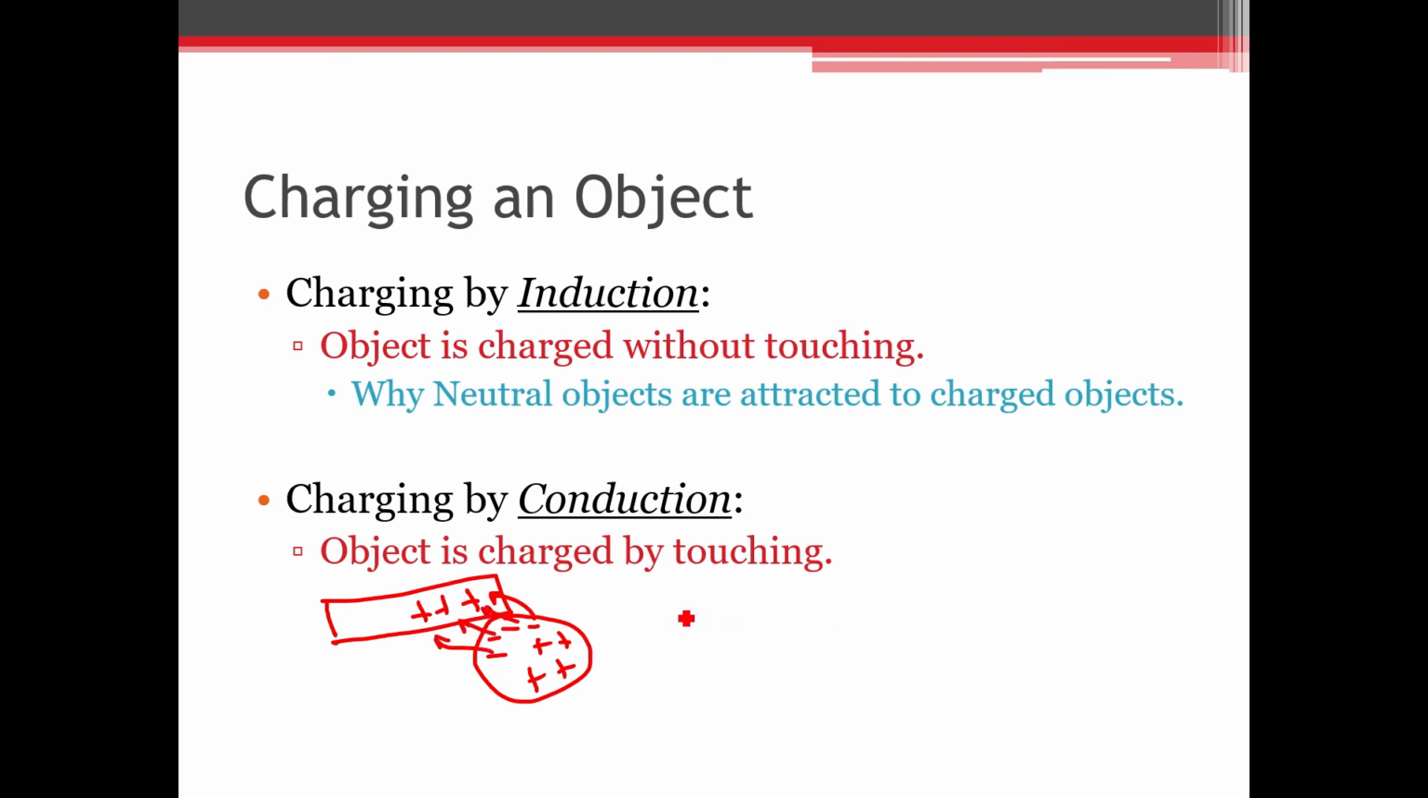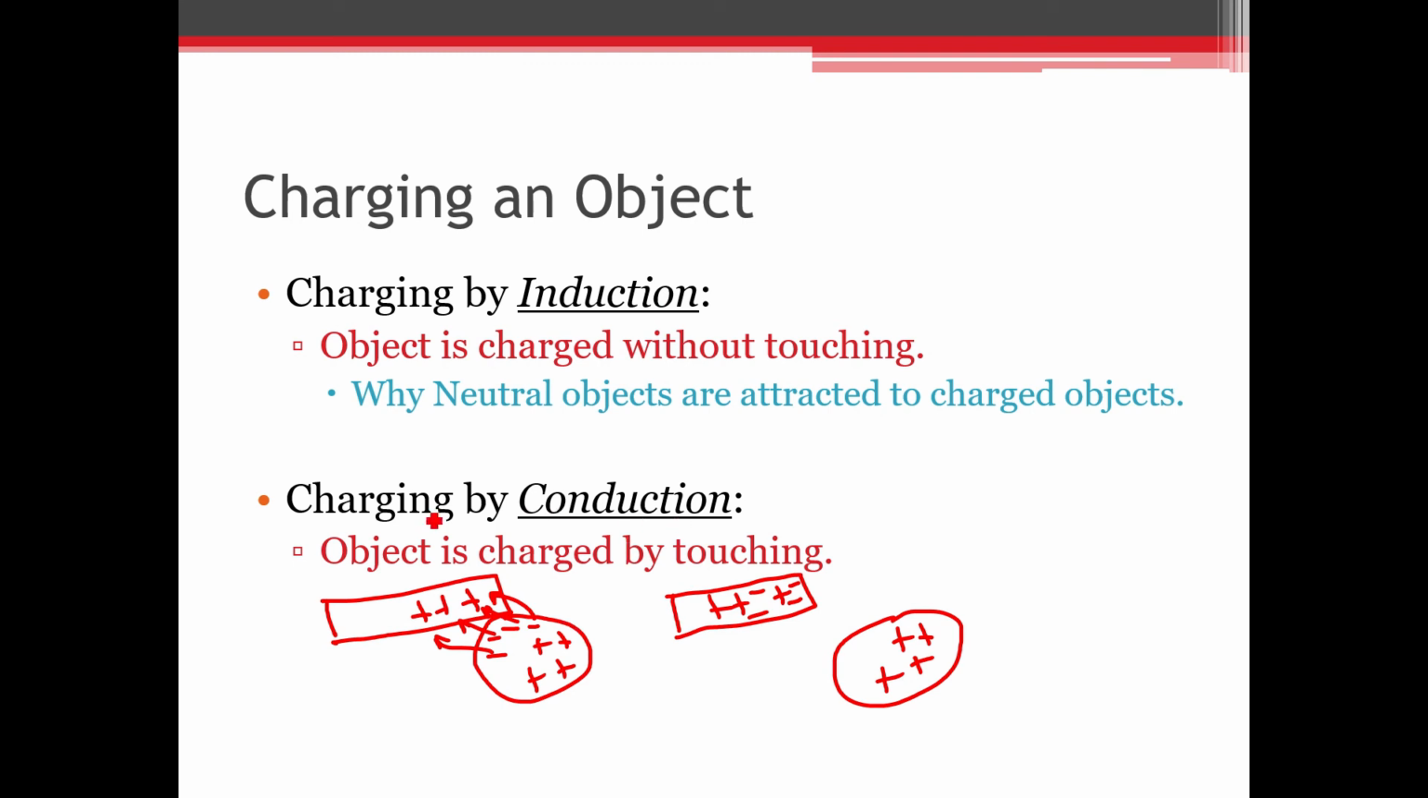Now when you pull away the rod, the rod will have positive and negative charges on it, and the sphere will be left with a bunch of positive charges but no electrons. So the sphere now becomes a positively charged object. Okay, so those are the two main methods you can use to charge an object.